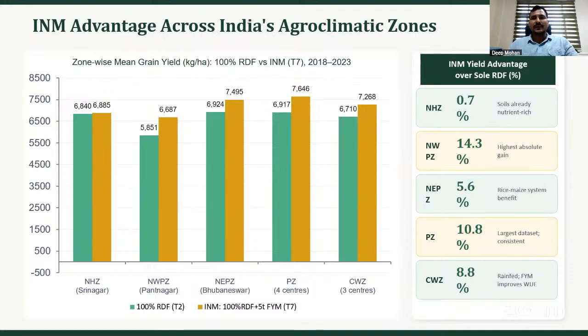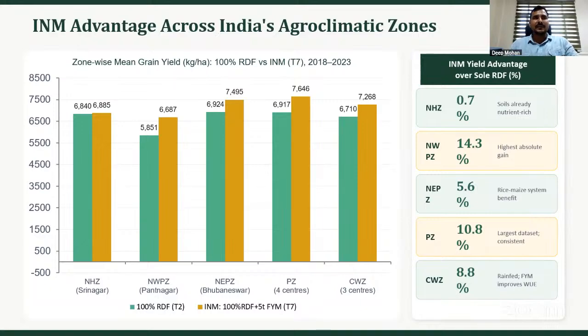So let's see the agroclimatic zones. The last slide had all the data from the country. All 5 zones were covered. So if we see zone by zone how much advantage INM gives over the soil chemical fertilizer: northern hilly zone, Srinagar, only 0.7% advantage. Maybe it's because the hilly soils naturally have more organic matter. Adding FYM may give little extra benefit there.